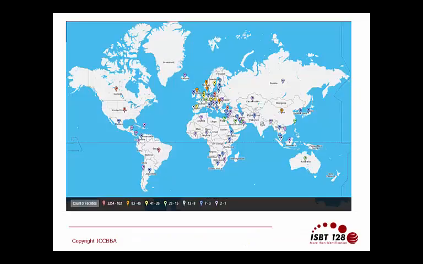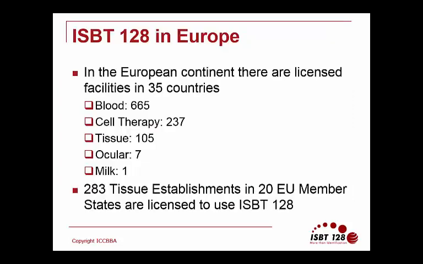The world map shows the distribution of licensed facilities. Colored pins indicate the number of facilities in each country. The map is regularly updated and can be seen on the ICCBA website. In the European continent, there are licensed facilities in 35 countries with the distribution of activity as shown. And there are 283 tissue establishments in 20 EU member states licensed to use ISBT 128.